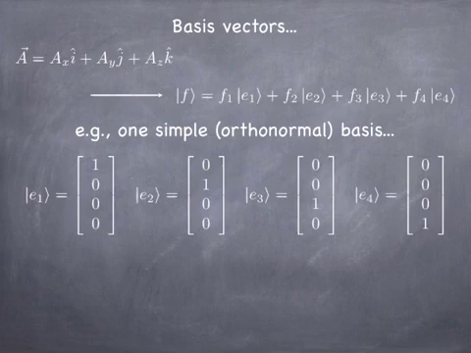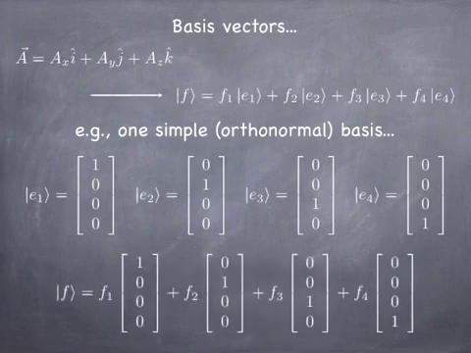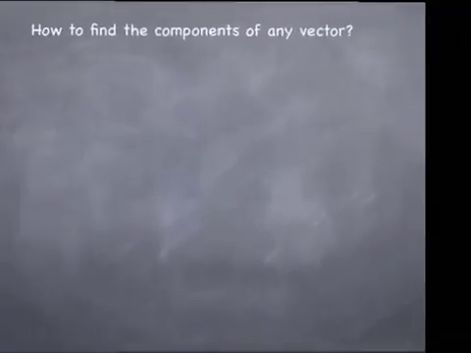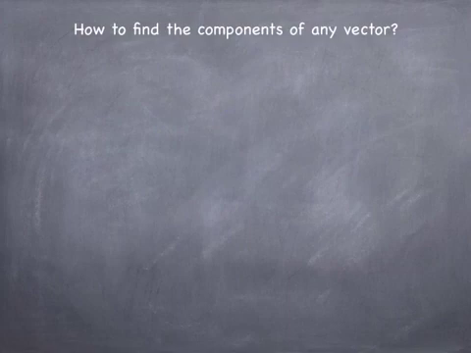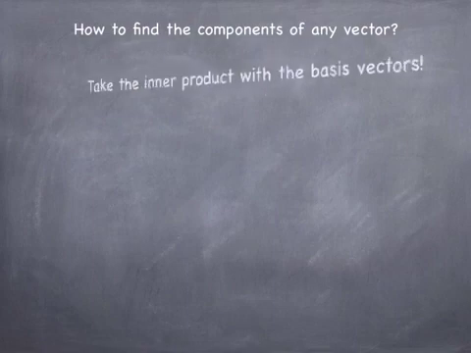You can see quite trivially that if you compute the ket f at the top of the screen, you can think of that as f1 times e1, f2 times e2, f3 times e3, f4 times e4, and that obviously gives you back the column vector f1, f2, f3, f4, just like we said before. So that's one easy example. Of course, you can have other basis vectors that aren't quite so simple, but they still can be a legitimate basis. How do you find the components of any vector?